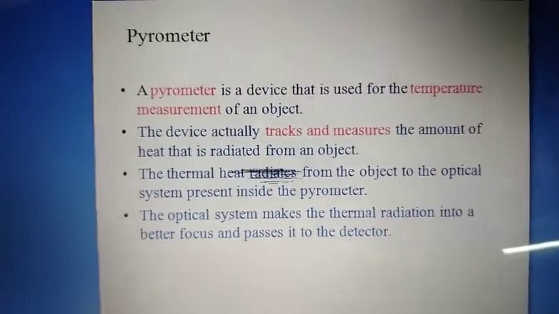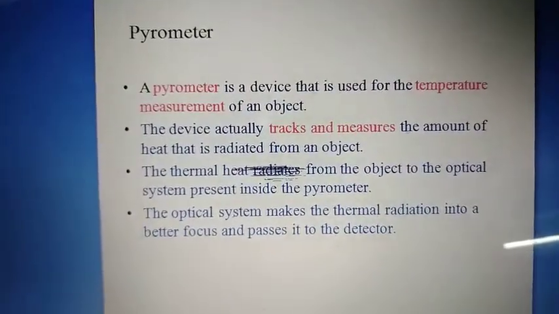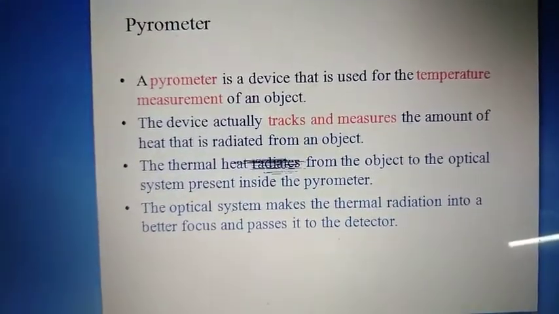Hello, good morning. Today I would like to explain about pyrometers.